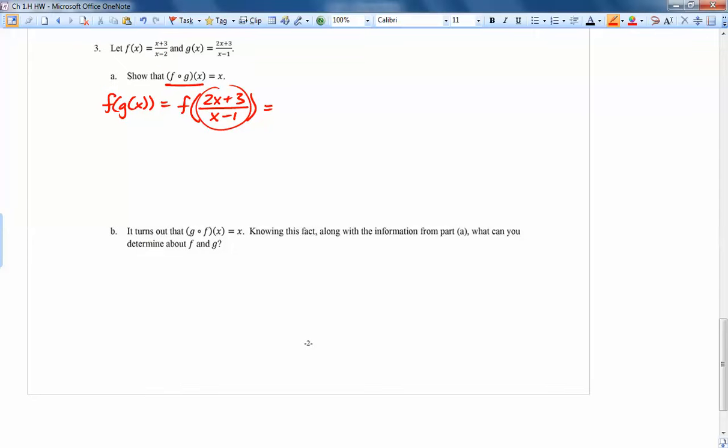So it's going to be fractions and fractions here. So (2x plus 3) over (x minus 1), plus 3. This is the x plus 3, except x is really this thing now. Over, and then x minus 2, but x is really this again.